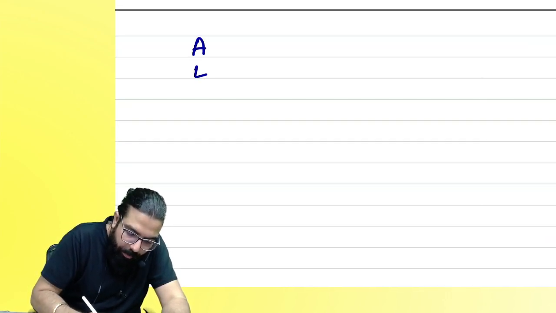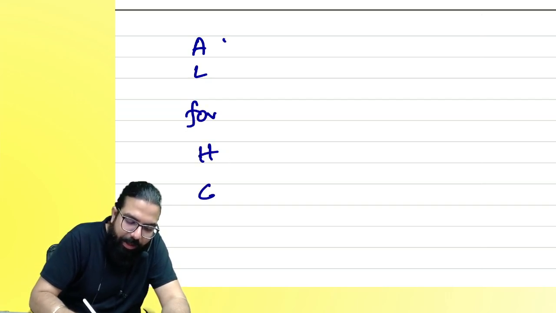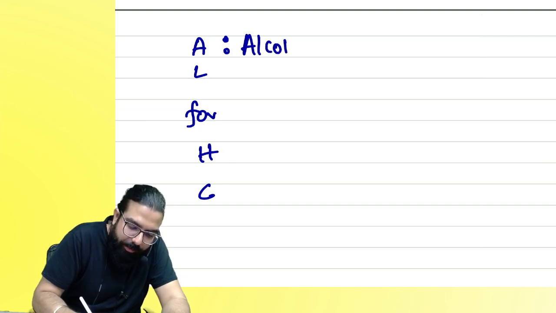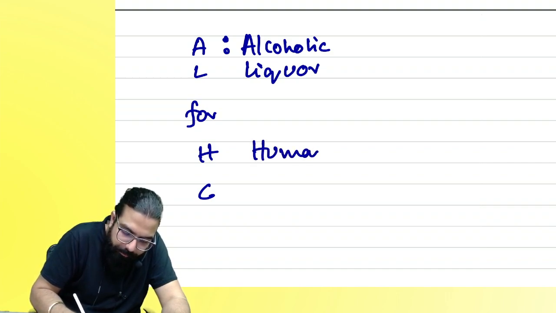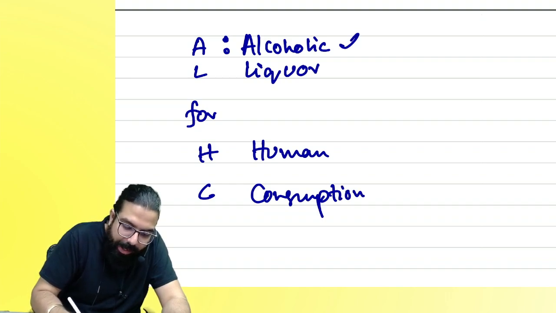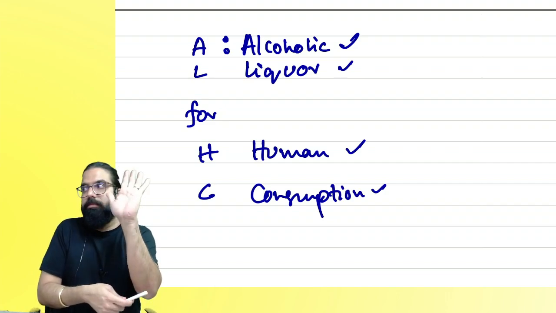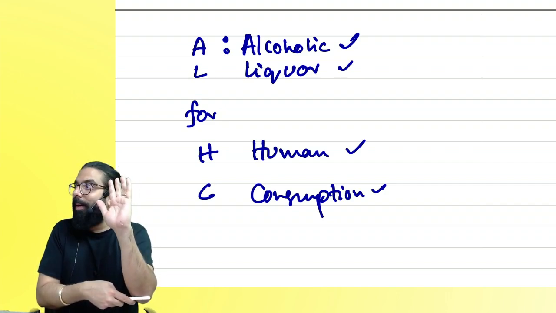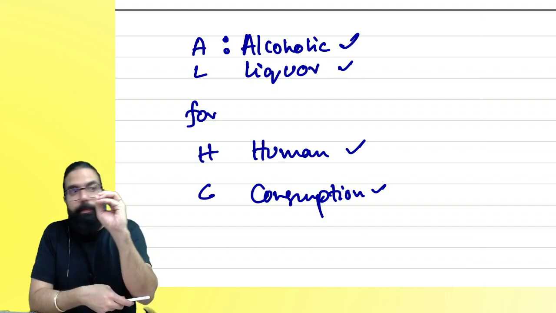Now, except AL for HC. Now you will tell me, sir, what is this? AL for HC. A L means alcoholic liquor, for human consumption. Are we clear, everyone? Alcoholic liquor for human consumption. Alcohol. Okay, everyone. You got it? They are talking about alcohol.